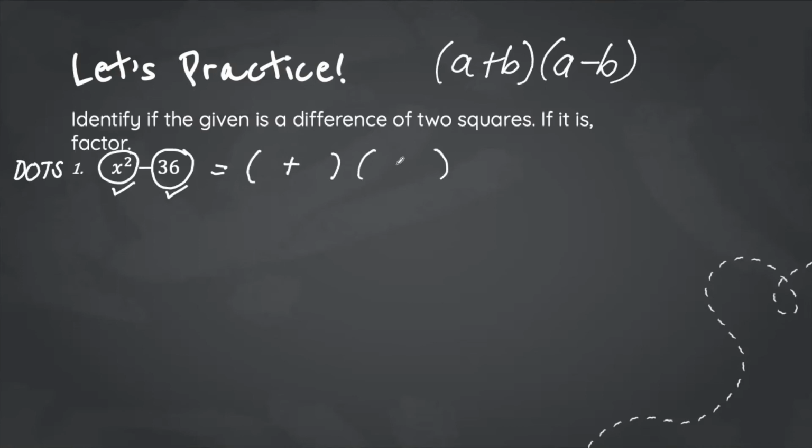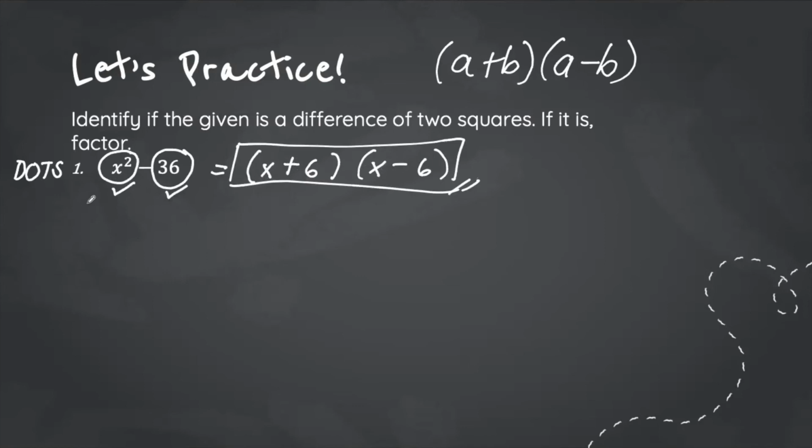One is a plus and one is a minus. What's the root of the first term? The root of the first term is x. How about the root of the second term? The root of the second term is 6. And this is our final answer. The factors of x squared minus 36 are x plus 6 times x minus 6.